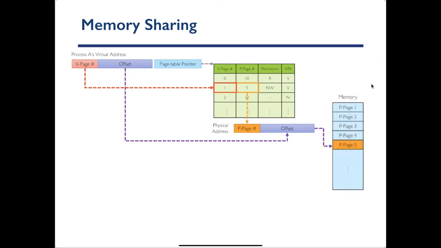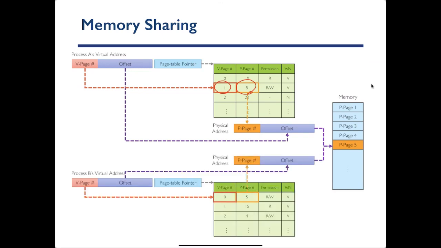Let's say I have this page table that maps virtual page 1 to physical page 5 for this particular process. Now, if I want this page 5 to be shared between two processes, I could potentially map it to the virtual page that I want in the other process.